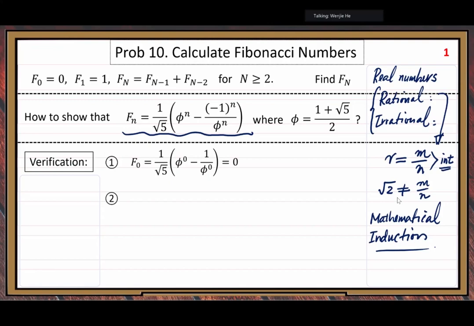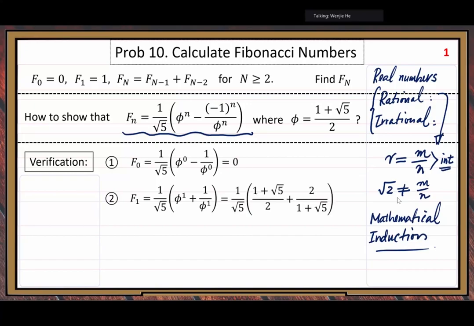Step 2, verify for n equals 1. Here we need to do some calculation. Let's plug in the phi number. But here the second term, 2 over 1 plus root 5. In this situation, people apply a special technique: rationalize the denominator. So this one we can represent as root 5 minus 1 over 2.